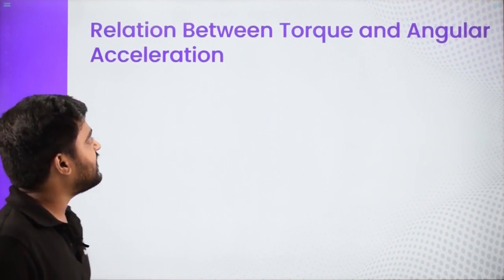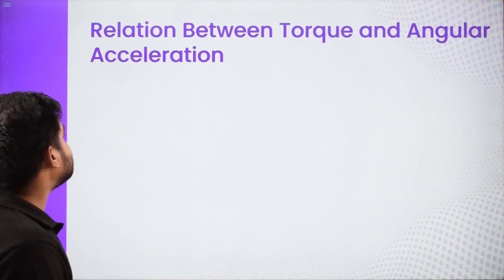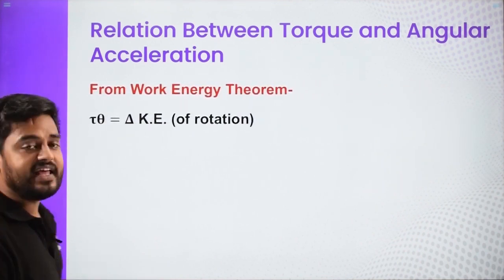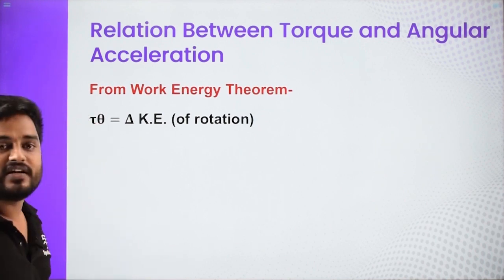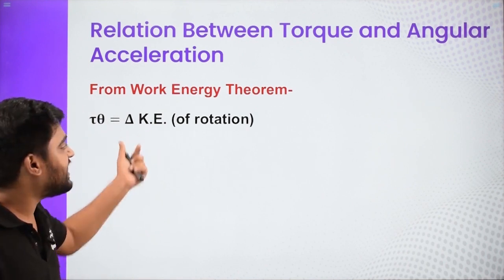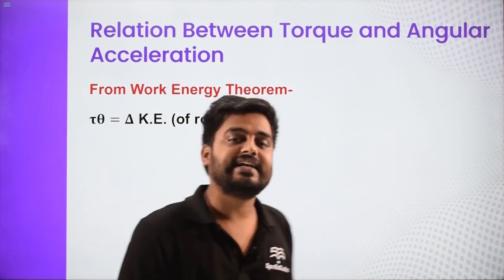Now if we talk about the relationship between torque and angular acceleration, from the work energy theorem we can say that torque into theta, that is the rotational work done in rotating an object, is going to give me the change in kinetic energy. But which change in kinetic energy? The change in rotational kinetic energy.